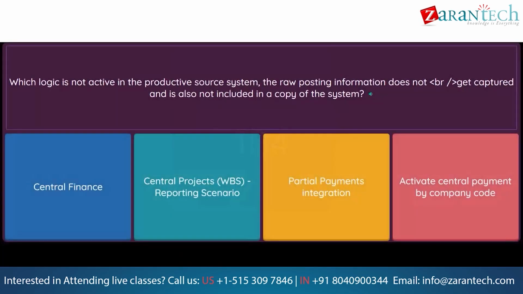Question, which logic is not active in the productive source system? The raw posting information does not get captured and is also not included in a copy of the system. Option 1 Central Finance. Option 2 Central Projects, WBS, Reporting Scenario. Option 3 Partial Payments Integration. Option 4 Activate Central Payment by Company Code.